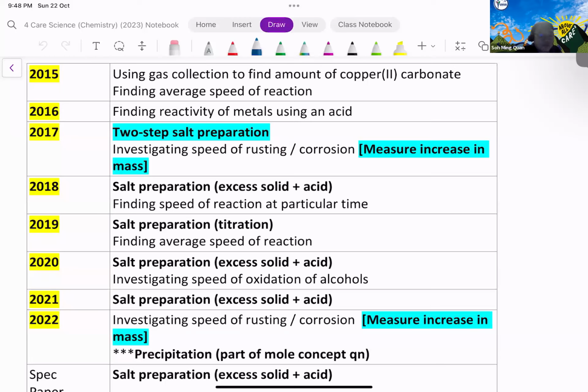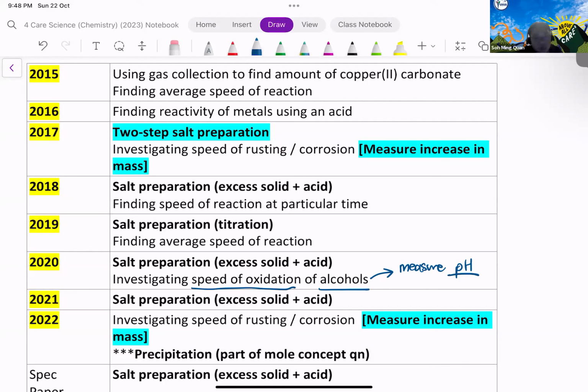Besides that, in 2020, we have also seen a question whereby we investigated the speed of oxidation of the alcohol. For this, we measure pH, because the alcohol is oxidized to form the carboxylic acid, so the pH decreases. So can I please encourage everyone to revise these planning questions to ensure you know how to plan an experiment.